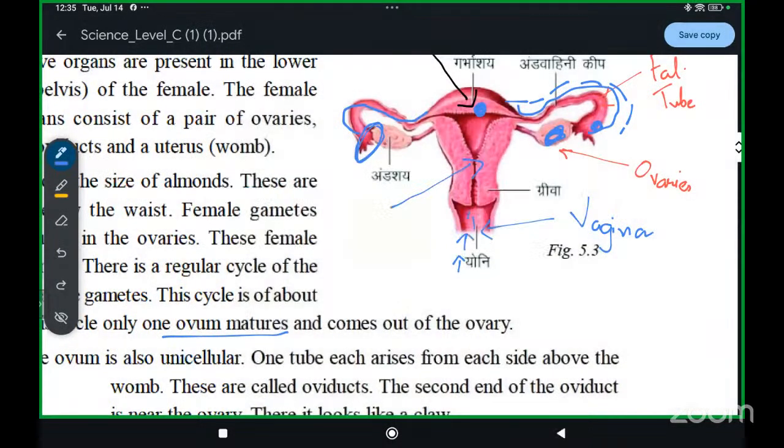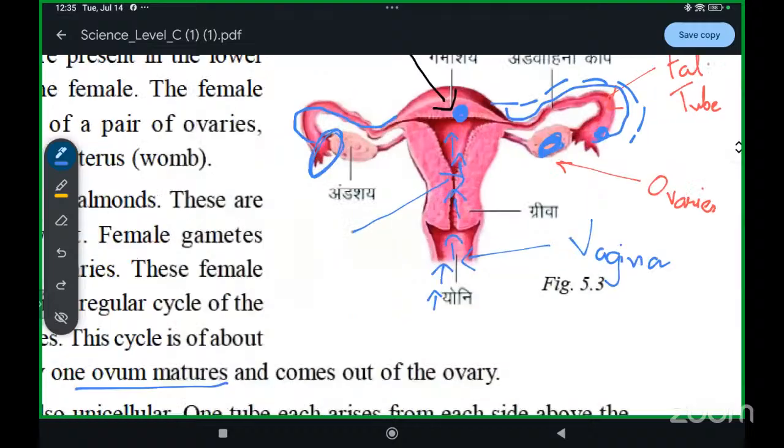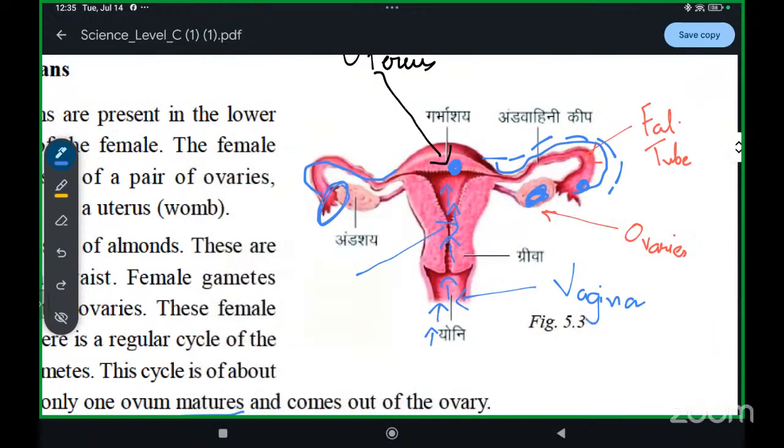This is where the sperms enter the female, and only one of them merges with the egg. Lakhs will enter, but only one will merge with the egg. Very important. What about the other ones, ma'am? The other ones get destroyed in the uterus. Whatever other ones enter will get destroyed in the uterus.